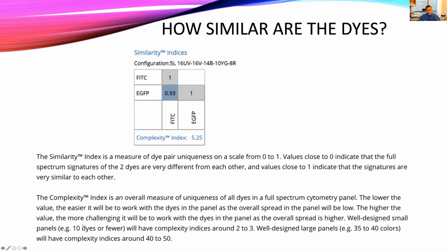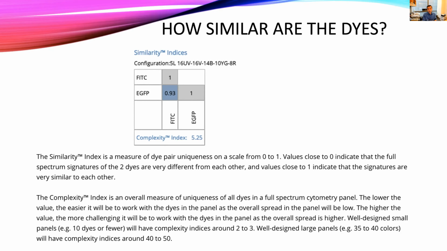But if you read the description of what the complexity index means, you'll see that for 10 dyes or fewer, a good panel would have complexity indices around 2 and 3. And with just two colors, we already have a complexity index of 5.25, which would be relatively high. And again, it's already indicating to us that this wouldn't be a very good choice to use.